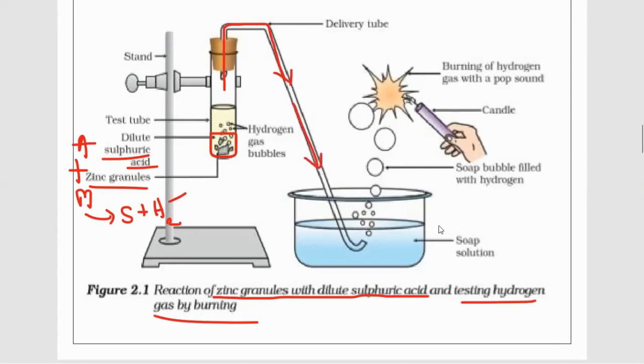And you see there is a trough, a beaker containing soap water. When hydrogen gas enters the soap water, that gas comes out in the form of bubbles, and if you keep a burning candle or burning splinter near the hydrogen gas, automatically that gas will put off with a pop sound. So this same experiment you can write if they ask any question about this.